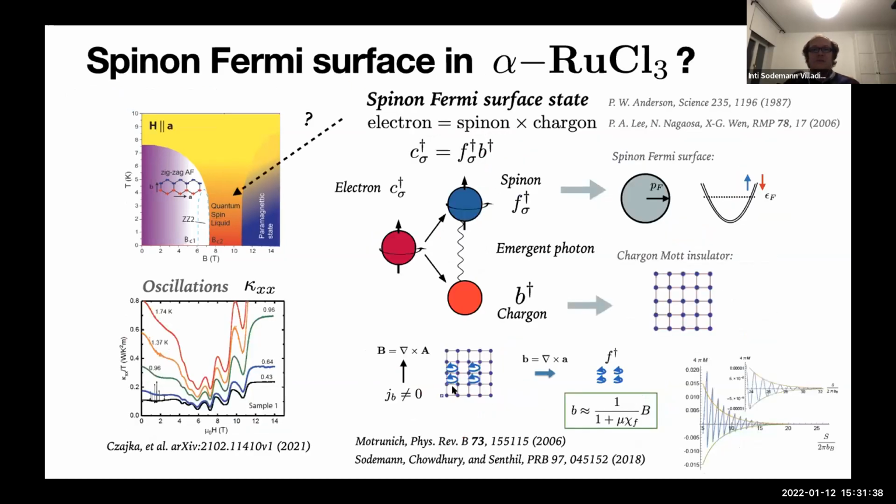So could this be the spinon Fermi surface state? As I was just trying to argue in the first part of the talk, the spinon Fermi surface state has these emergent gauge fields that allow the spinons to experience some magnetic field when you apply a physical magnetic field to the system. So could these oscillations be somehow an indication of the presence of this traditional, or Anderson, spinon Fermi surface state that I was describing in the first part of the talk?